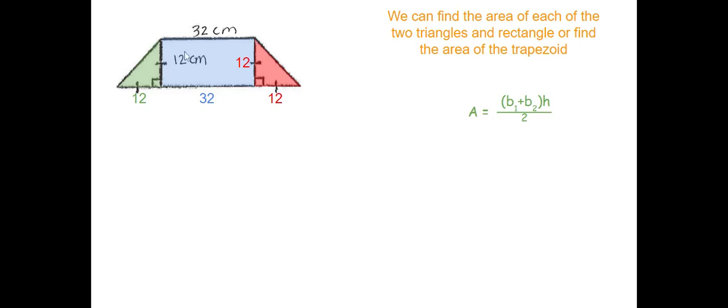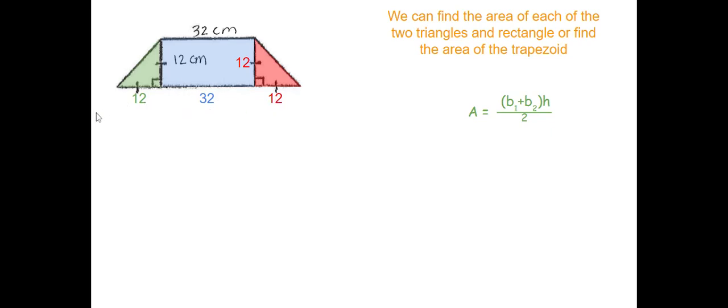Okay, the easy part, the height was given to me, that's 12. The one base is 32, that was simple. But to find the other base, again, we said that this tick mark is the same as this tick mark, then we know that this is the same as this. And that means this is 12 and this is 12. So this bottom length is 12 plus 12, and then this 32, because if from here to here is 32, here to here is 32 as well.